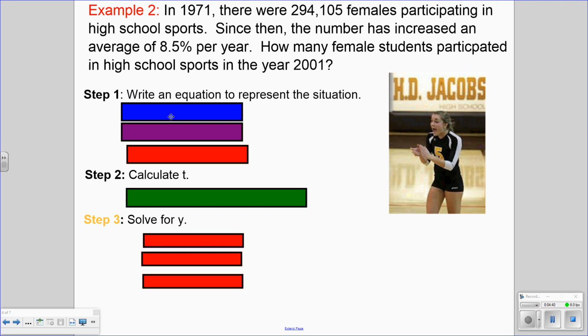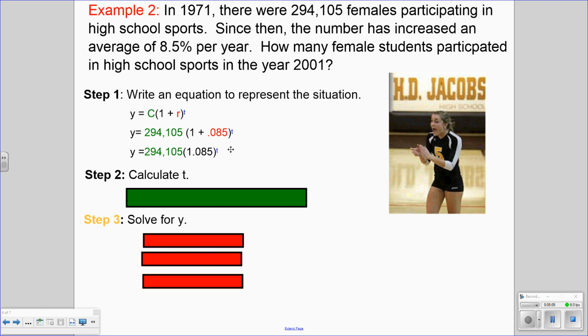So we want to write the equation to represent this situation. Well, again, our y-intercept here is going to be 294,105, since that is our initial amount. Our rate is 8.5%, so as a decimal that would be 0.085, and we would add that to 1 because we're given the rate, so we want the factor. And once we do that, we get 294,105 times 1.085 to the power of t.